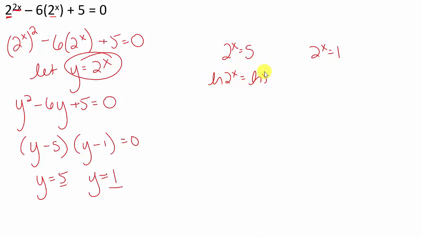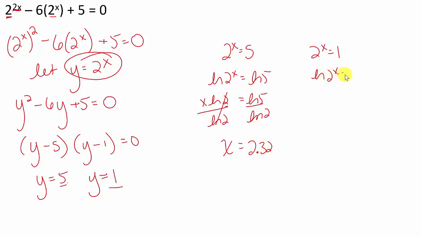Again, solving the same way that I solved the others. Take the natural log of both sides, move your x to the front, and then divide so that you can get x by itself. Okay? X in this case is going to be equal to 2.32. Same thing over here. Now we should know that the natural log of 1 is 0, so I could actually go ahead and simplify that. And when I move my x to the front and divide by natural log of 2, 0 divided by anything is 0. So x equals 0 is my other value.